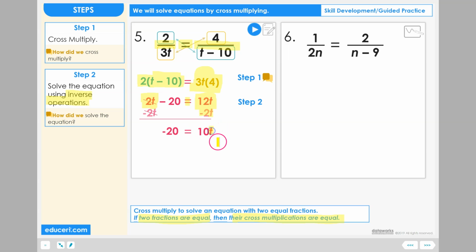The variable t is not solved for yet, it's not alone, and right now it's being multiplied times 10, so divide by 10 on that side, and if we divide by 10 on that side, we need to divide on the other side as well to keep the equation balanced. Negative 20 divided by 10 is negative 2 is equal to t. How did we solve the equation?